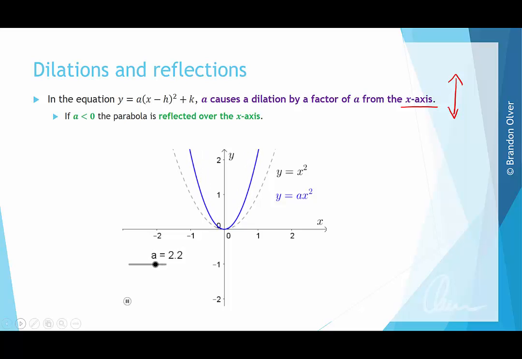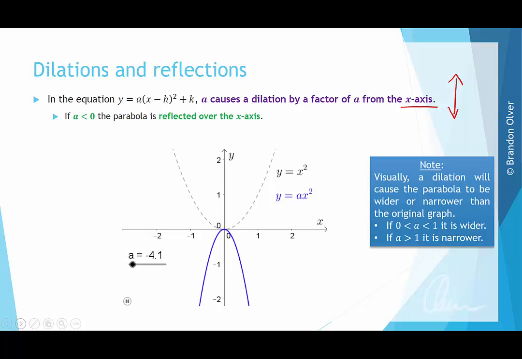If a is less than 0, the parabola will be reflected over the x-axis, so that's when it changes from concave up to concave down. So as a note, visually, a dilation will cause the parabola to be wider or narrower than the original graph. So if a is between 0 and 1, the graph will be wider, and if a is greater than 1, it is narrower as the graph is rising more steeply, as you can see on the dynamic graph given.